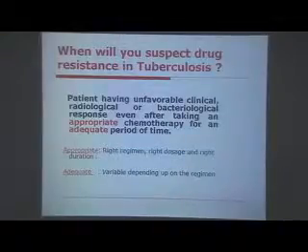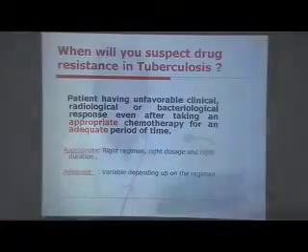So if you are giving only INH and ethambutol for an extensive disease and the patient is not showing improvement, immediately you cannot think of drug resistance. Here the treatment was a faulty treatment. Then adequate period of time again varies. When you are giving a rifampicin containing regimen, you expect some improvement much earlier. When the patient is given a non-rifampicin containing regimen, then you have to wait for more time.